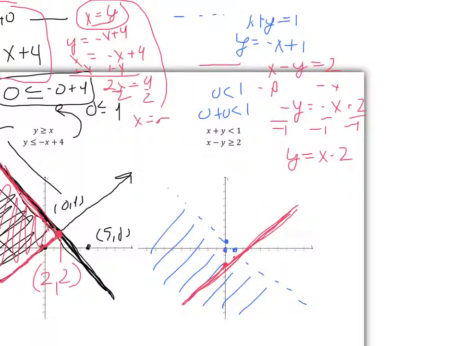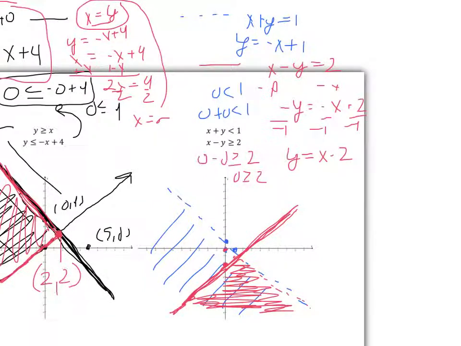Pick a test point. Well, 0, 0 is not on the line, so plug it in. Is 0 minus 0 greater than or equal to 2? Well, 0 is not greater than or equal to 2, so we do not want to include that point in our solution set, so we're not shading above the red line, we're shading below. But our real solution region is the one that's the intersection, so it's just this little triangular wedge that keeps going down right there. So that's our solution region.